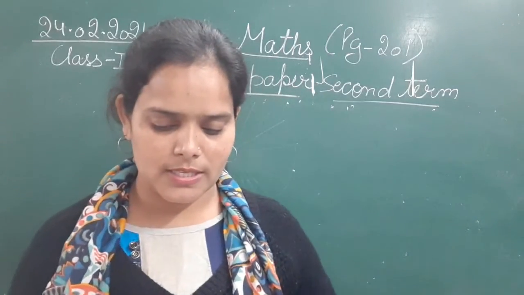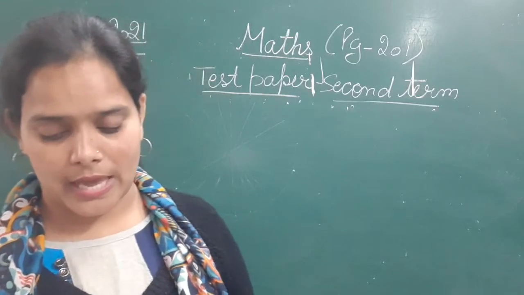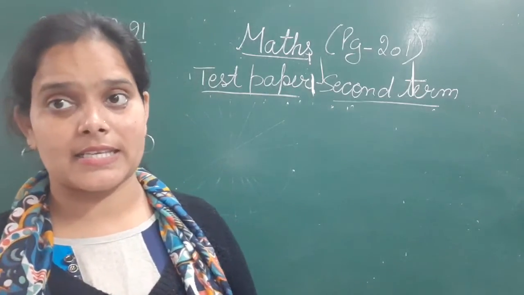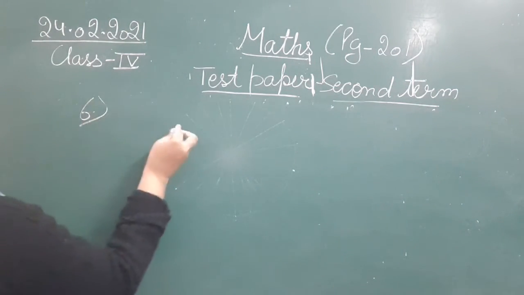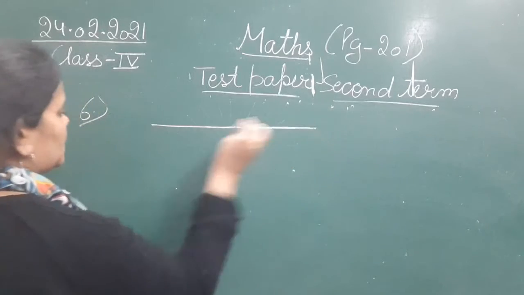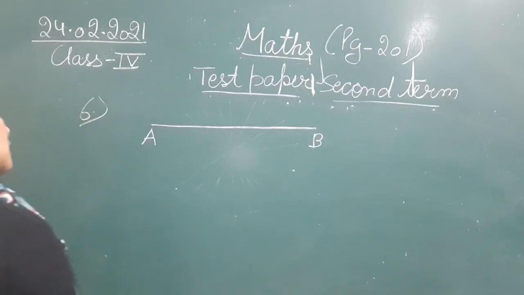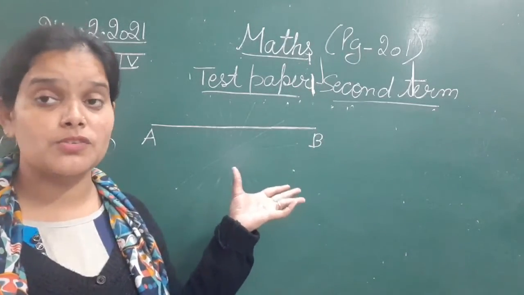चलिए let's move to the sixth one. How many lines of symmetry does a line segment have? Line of symmetry, this is the sixth. एक line segment, that is AB. Okay, so how many lines of symmetry can you draw on this line segment? इस line segment पे आप कितनी lines of symmetry बना सकते हैं?